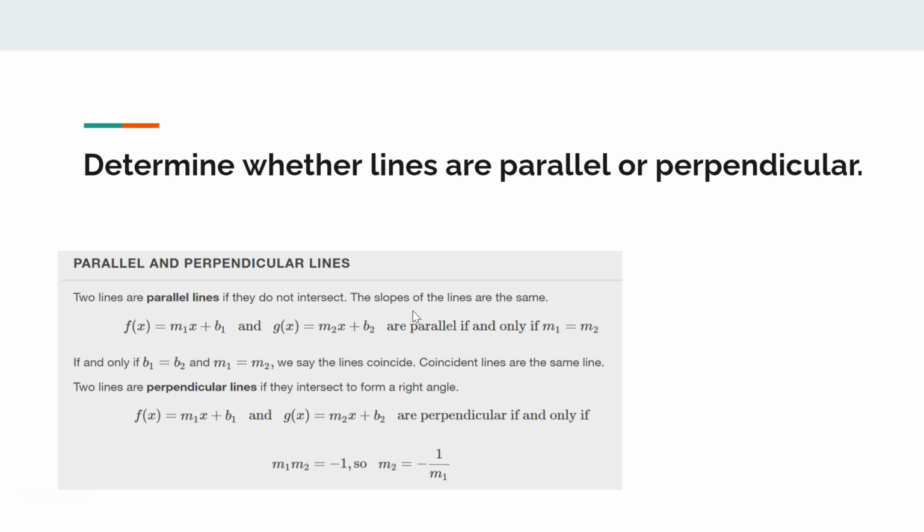And two lines are perpendicular to each other when they do intersect each other to form a right angle. So how do you find if two lines are perpendicular to each other? Just know the equation. When m1 times m2 is equal to -1, the two lines are called perpendicular lines. So here's the equation, and here's the equation for parallel, and here's for perpendicular.